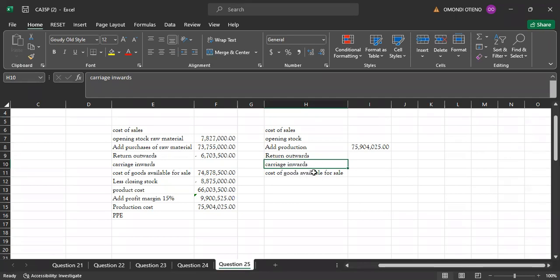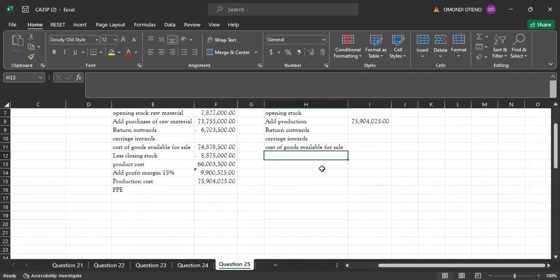You get cost of goods available for sale, then you less closing stock of finished goods for you to be able to get the cost of sales, the cost of goods that was sold. Is it now clear to someone?